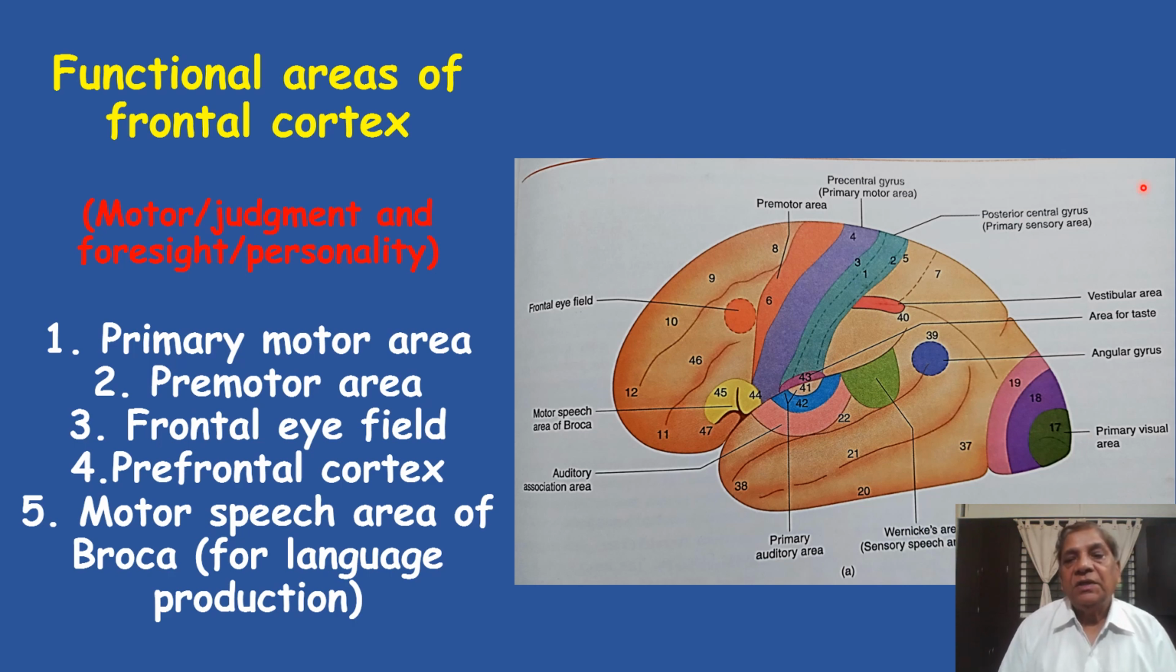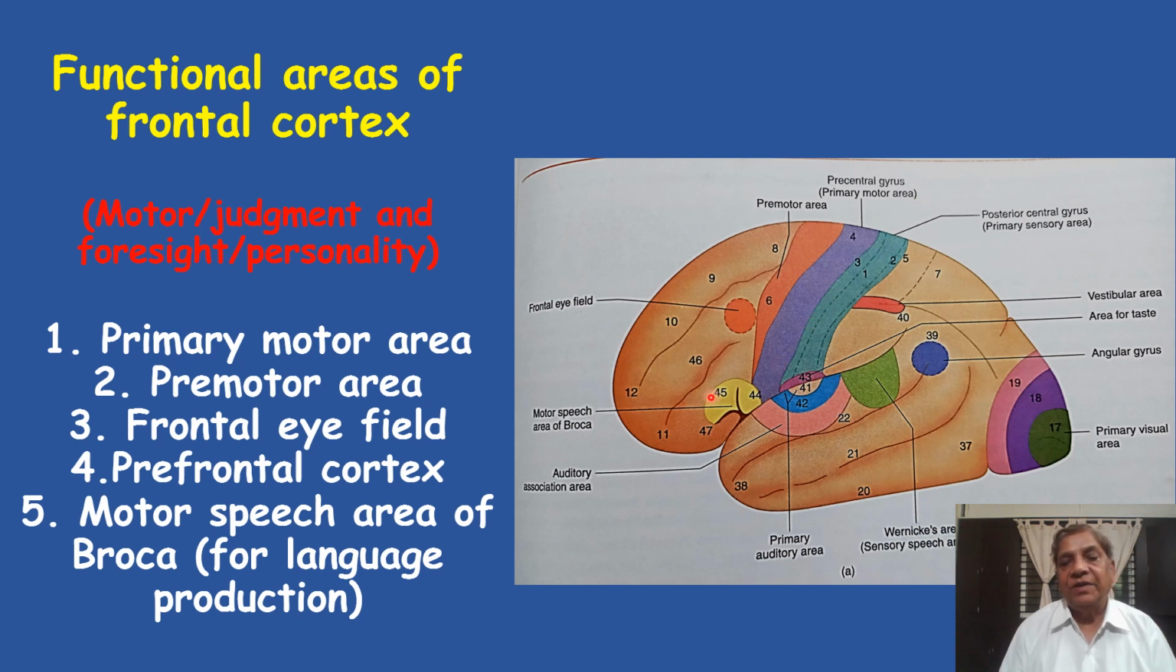Okay, so what are those areas which are located in the frontal cortex or the frontal lobe? Most of the frontal lobe, which is in front of the central sulcus, is mostly motor in nature. But not only motor, this is also the area responsible for making judgments and foresight. Ultimately, the personality of an individual is also determined by the frontal lobe, his intelligence, his behavior, etc. All are depending on the frontal lobe. So there are many functions which are located in this frontal lobe.